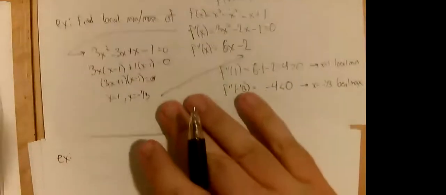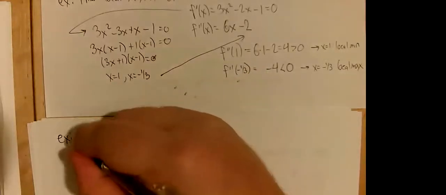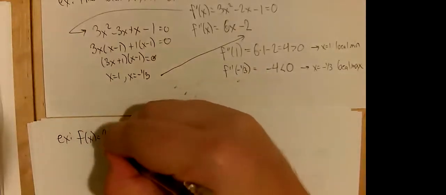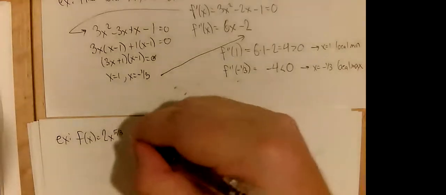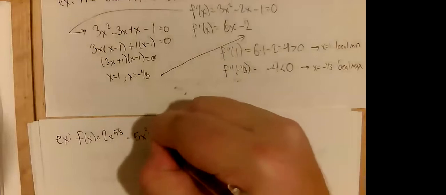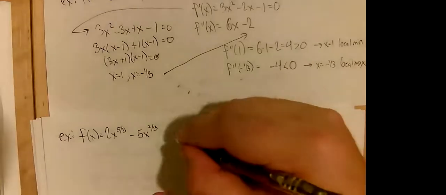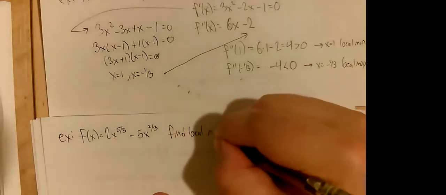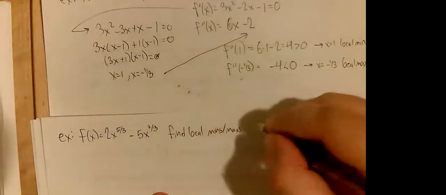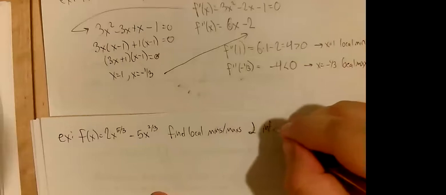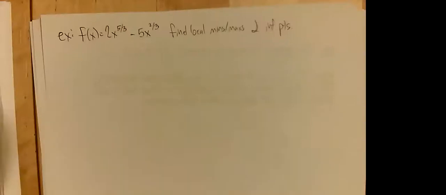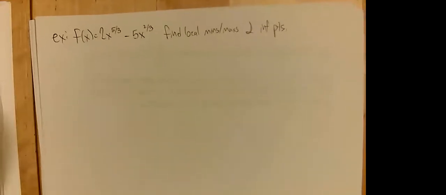Okay, our final example here. This is going to be the function f of x is 2x to the 5/3 minus 5x to the 2/3. What we're going to do here is find local mins and maxes, and this time we'll also find inflection points as well. We'll see if we can find any of those. We could use the first derivative test to find those local extrema, but we're going to use the second derivative test to get practice with that.